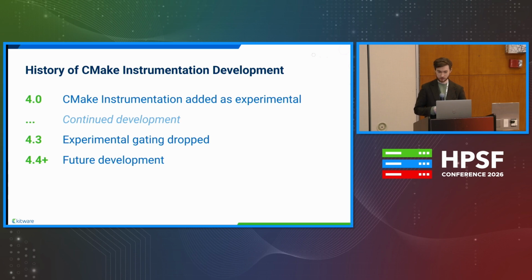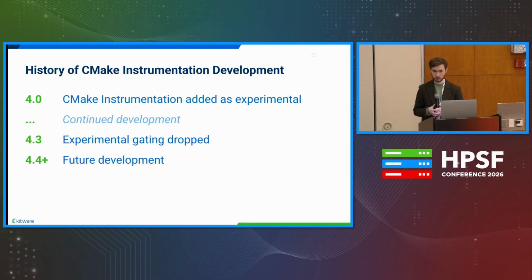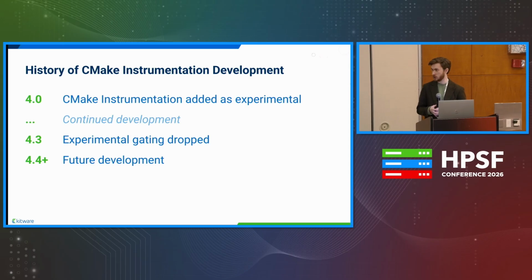So just a sort of history and where it is right now. Starting in CMake 4.0 is when instrumentation is available, but it's an experimental feature, and there's a bit of work you have to do to enable it. It's going to be starting in 4.3, which is coming out now, where the experimental gating is dropped, and so it's just a standard feature that you can use, and there's continued work being done in future versions.